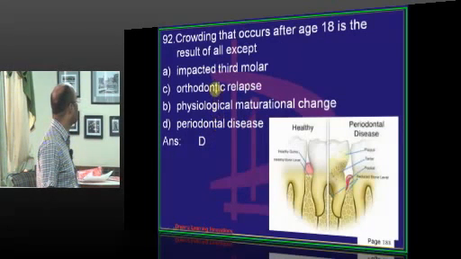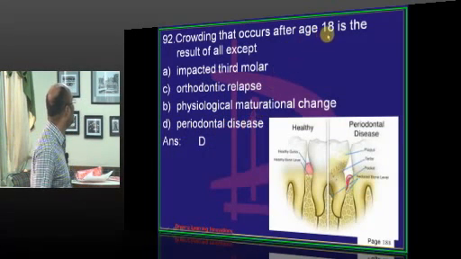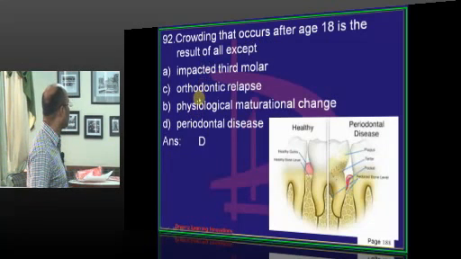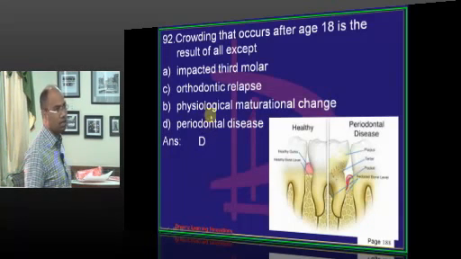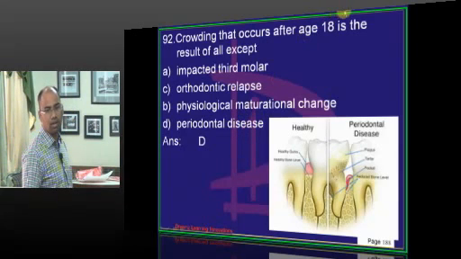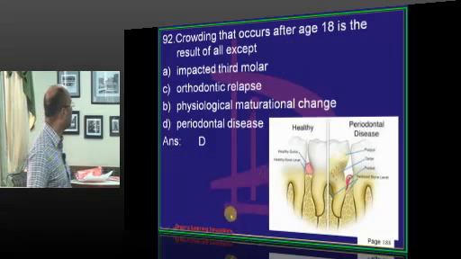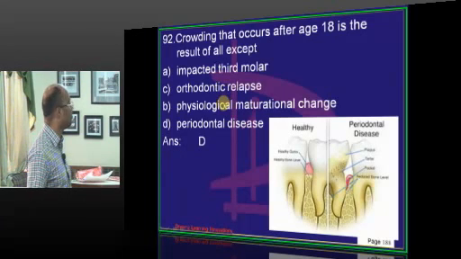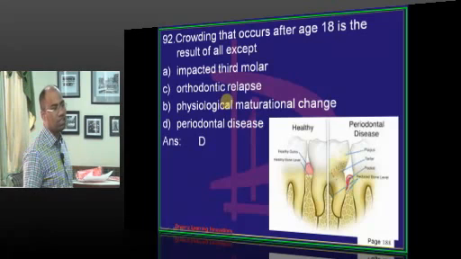Crowding that occurs after the age of 18 is the result of all except which? Impacted third molar, yes. Orthodontic relapse, yes. Physiological maturation changes, yes. Periodontal disease, no, not at all. At the age of 18, teeth are sound, isn't it? After 30 or 40, you can see periodontal disease. Definitely an impacted third molar might cause crowding, as I told you earlier. Then orthodontic relapse is definitely a cause, or physiological maturation changes, that is your differential growth.